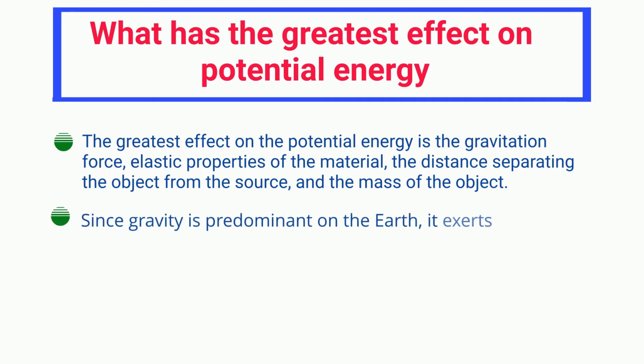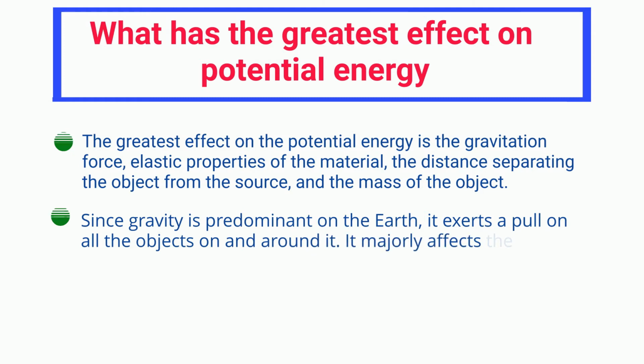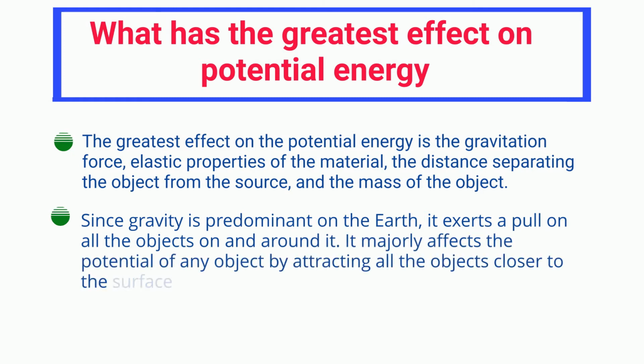Since gravity is predominant on the Earth, it exerts a pull on all the objects on and around it. It majorly affects the potential of any object by attracting all the objects closer to the surface of the Earth and reducing it to zero.